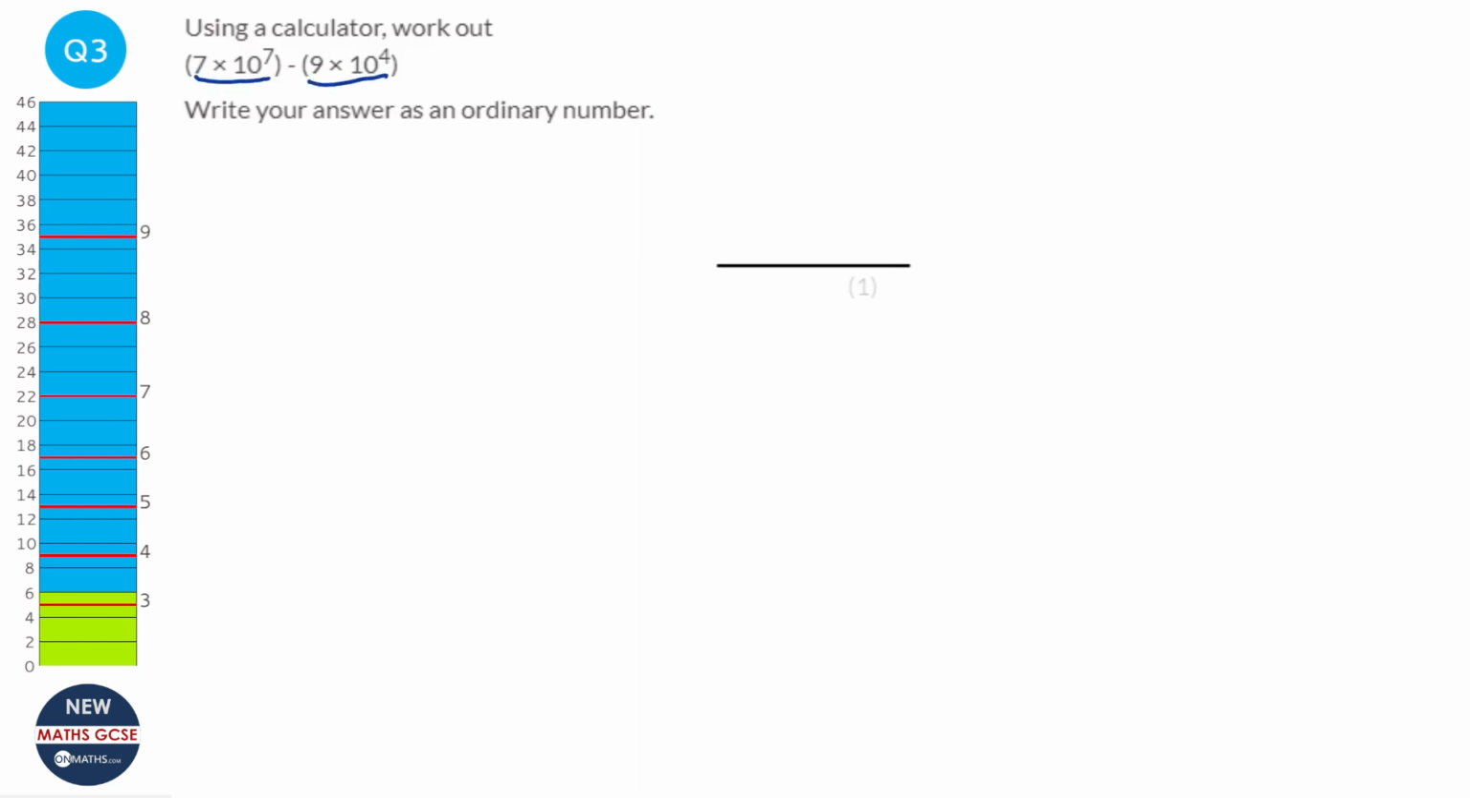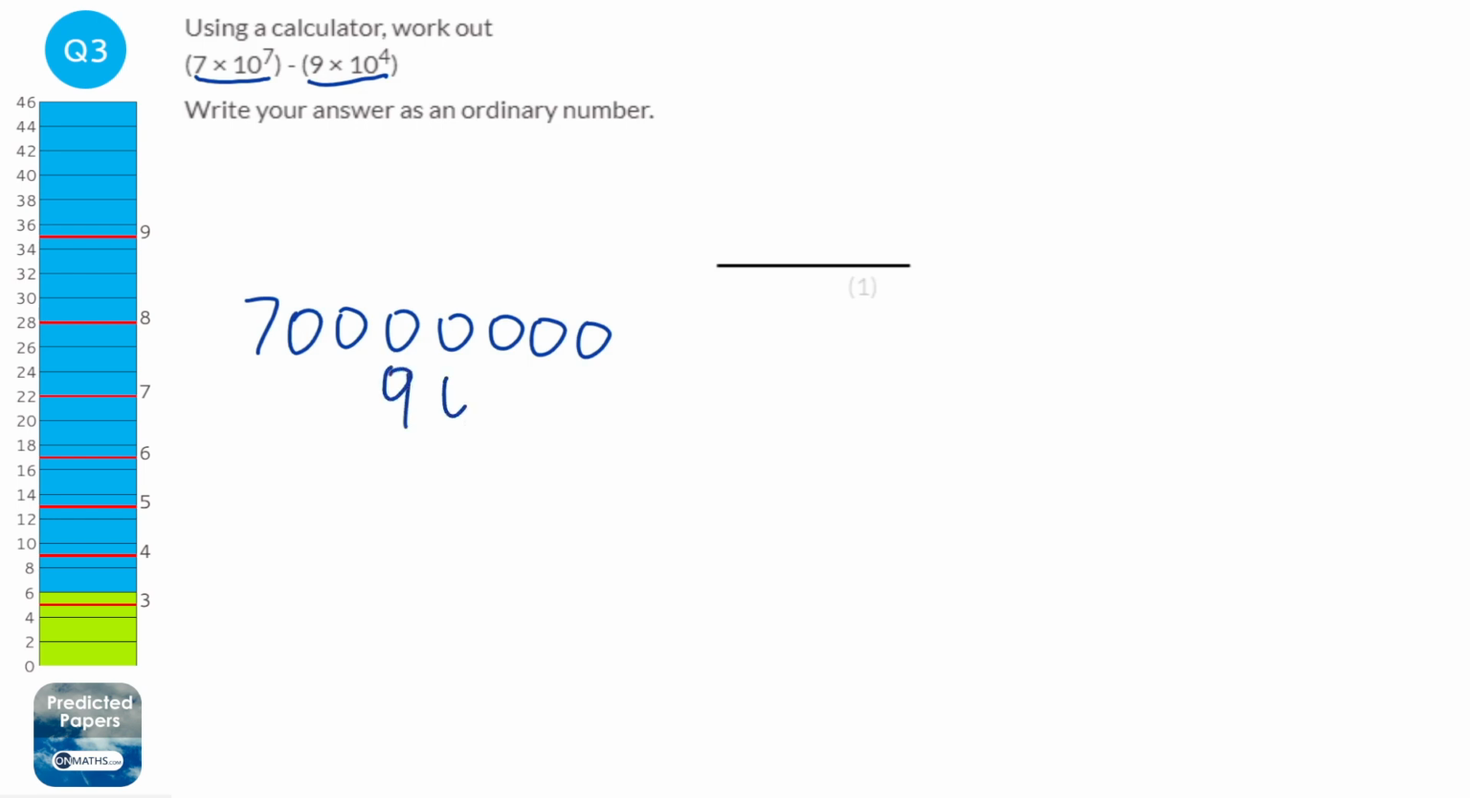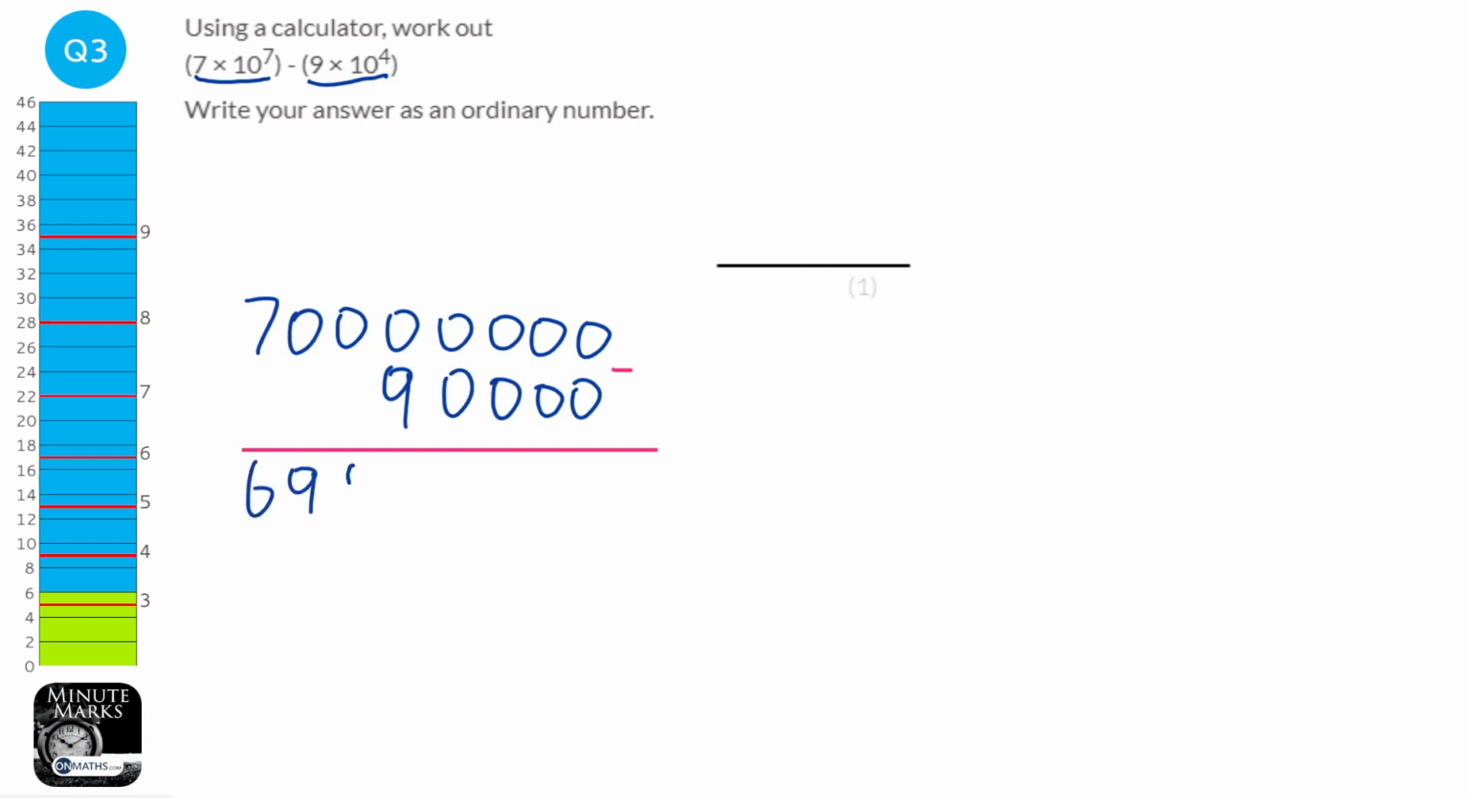So the only way of answering this question is to work out what these are as ordinary numbers. And so 7 times 10 to the power of 7 would be 7, 1, 2, 3, 4, 5, 6, 7. And 9 times 10 to the power of 4 would be 90,000. So that would be 9, 0, 0, 0, 0. And so we're just subtracting them like that. And so we'll get 6991000.